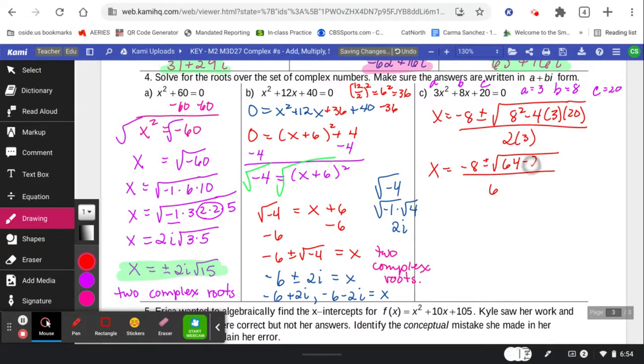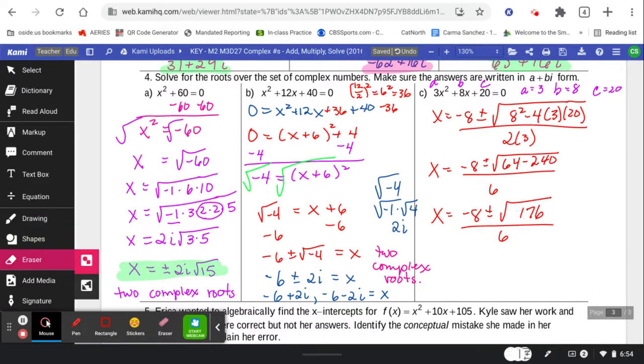12 times 20 is 240. I got to grab my calculator for this one. Hang on. 12 times 20, 240. And we're going to subtract that 64. We're going to get negative 176. Now I know an i can come out, but I want to break this down and see if anything else can come out. So let's divide 176 by 4. Oh, it works.